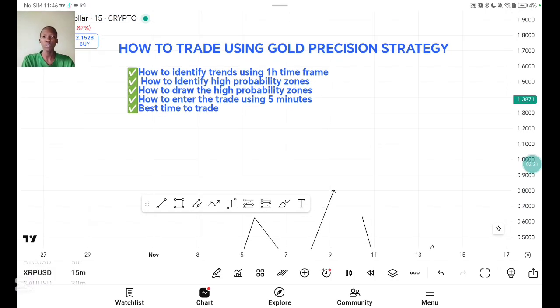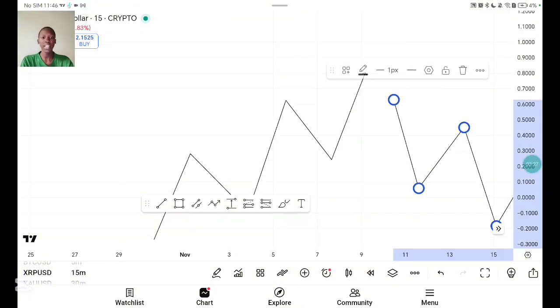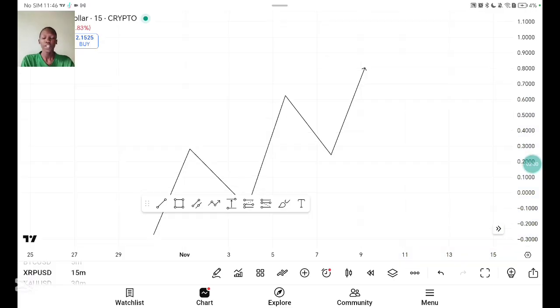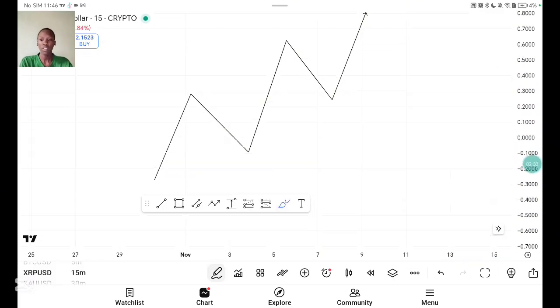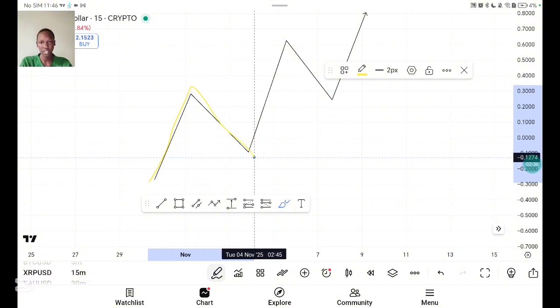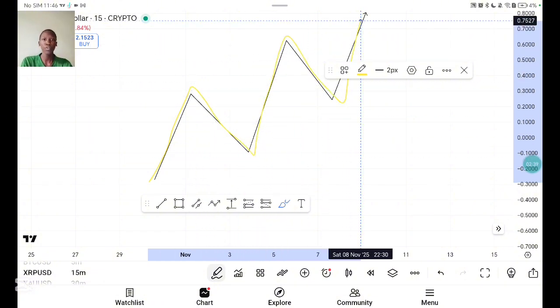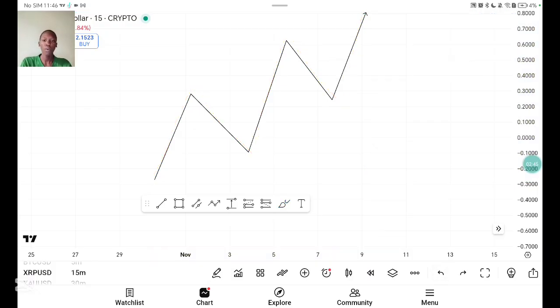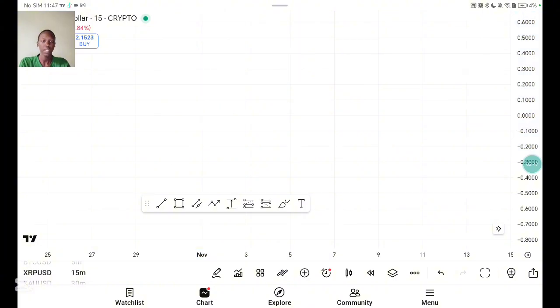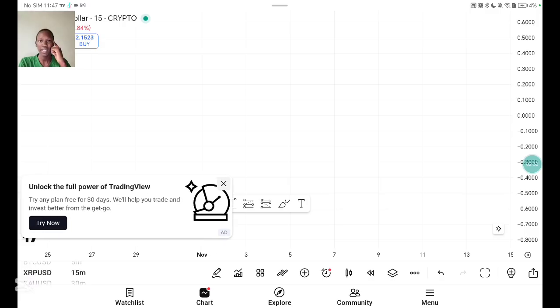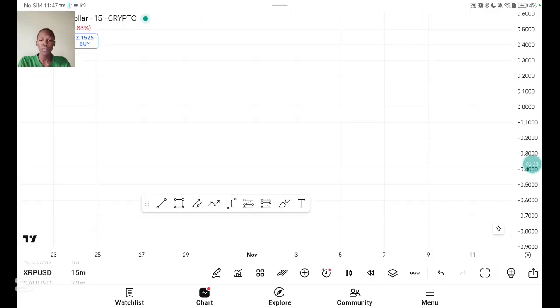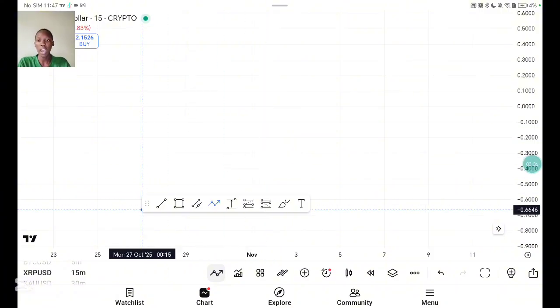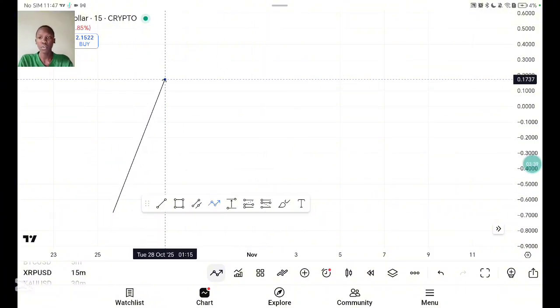The next step is how to identify high probability zones. Let's start with the uptrend first. In the uptrend, the market will push, then retrace, push, then retrace, push, then retrace. What we shall be looking for in the uptrend, remember, we are in an uptrend, so one thing you should put in your head is that we shall only look for a buy. So first we look for aggressive buying, then consolidations.